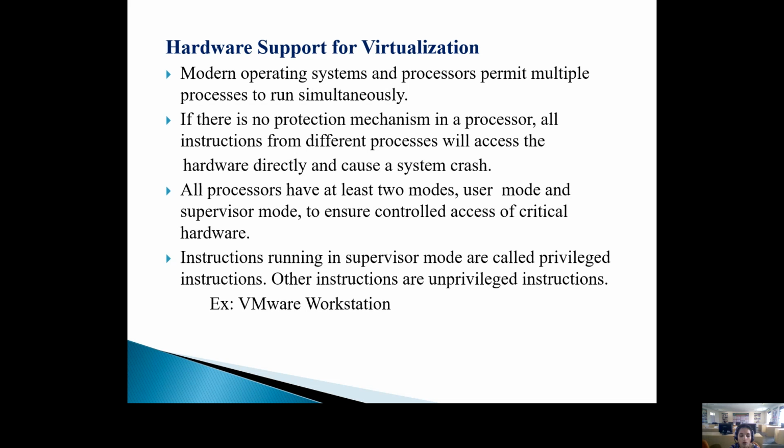So the first one is hardware support for virtualization. Modern operating systems and processors permit multiple processes to run simultaneously. In this we have a protection mechanism, because if all the instructions from the different processes access the hardware directly, it causes a system crash. So all these processors have at least two modes, user mode and supervisor mode. It controls the access of critical instructions and hardware.